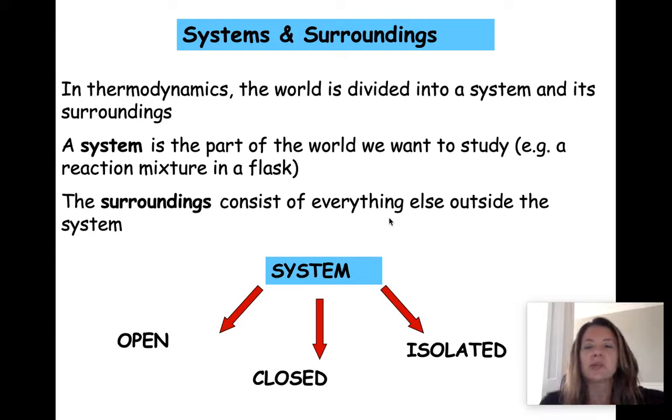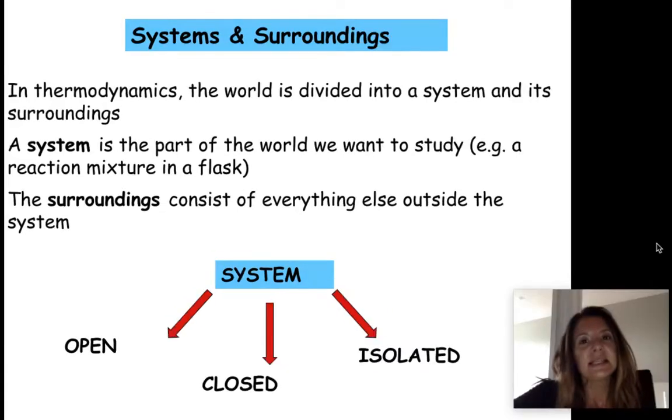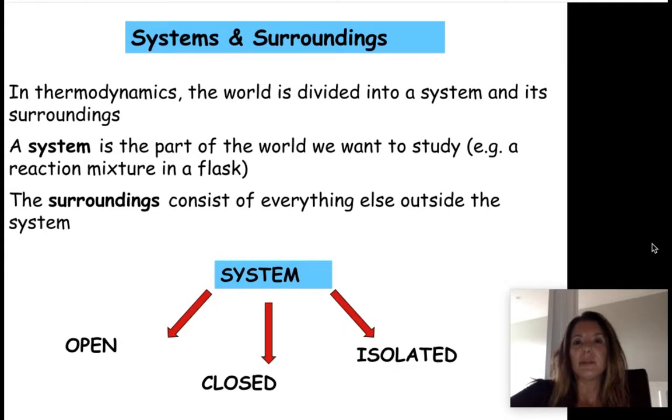In thermodynamics, we know that the world is divided into a system versus a surrounding. The system is the vessel in which the reaction is taking place. It would be the reactants and the container in which it is in, versus the surroundings, which would be like the environment and everything that exists outside of that.